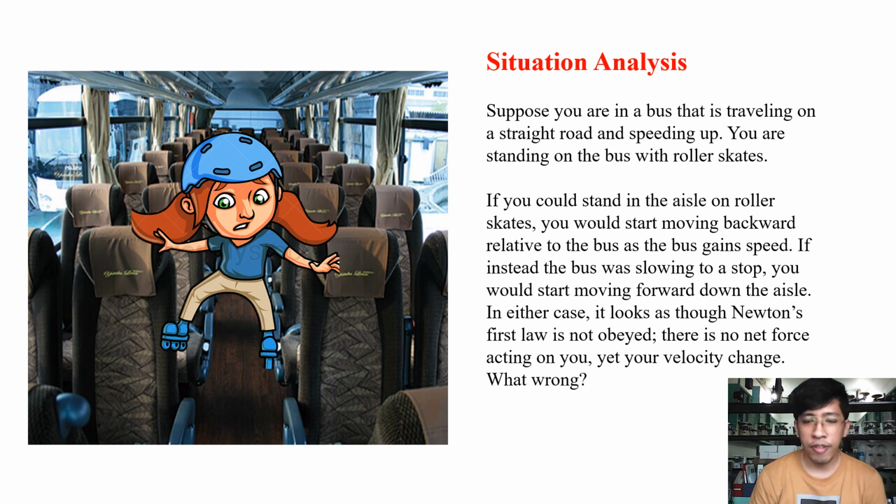So you can observe that when the bus suddenly gains speed, you would move backwards like this one. If instead the bus was going to a stop, you would start moving forward down the aisle. So when the bus suddenly stops, you observe that you would move forward like that. In either case, it looks as though Newton's first law is not obeyed, so there is no net force acting on you, yet your velocity changes.